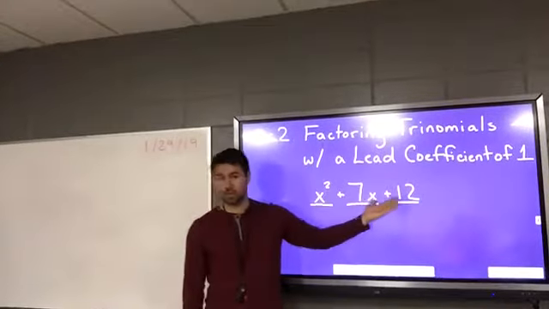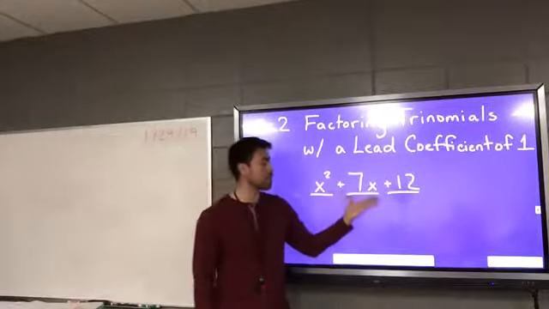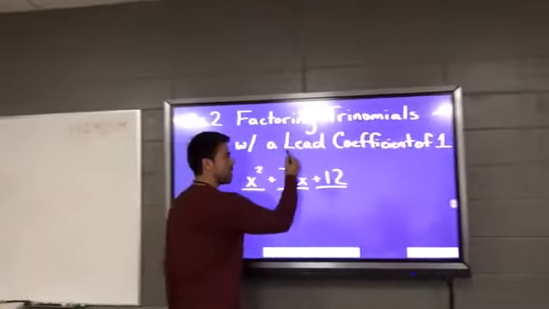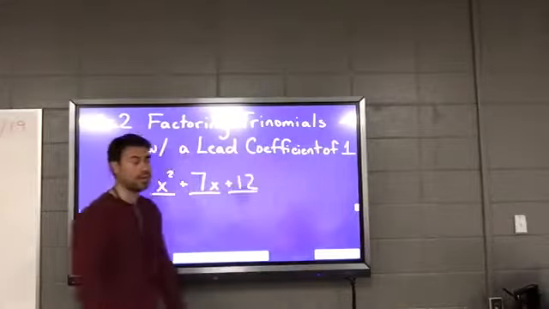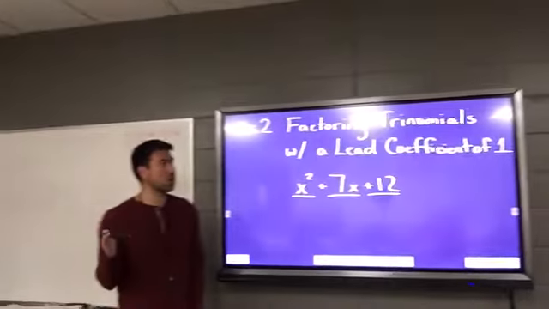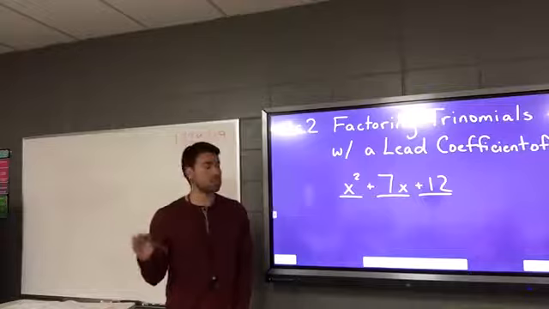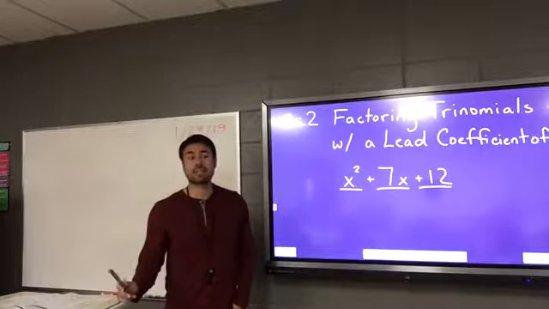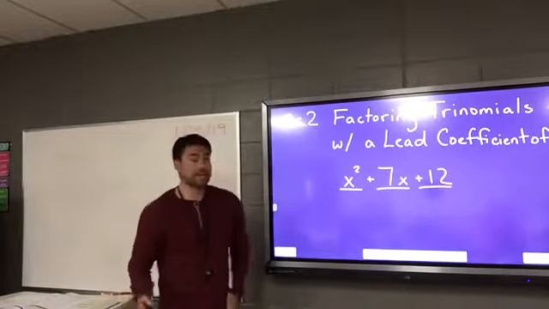This is an addition problem. So my goal is to make this a multiplication problem. It's a trinomial. And then I put this right here, a lead coefficient of 1. And that is kind of like a long little statement, but it's not too difficult. What's a coefficient? That's being multiplied. It's multiplied.